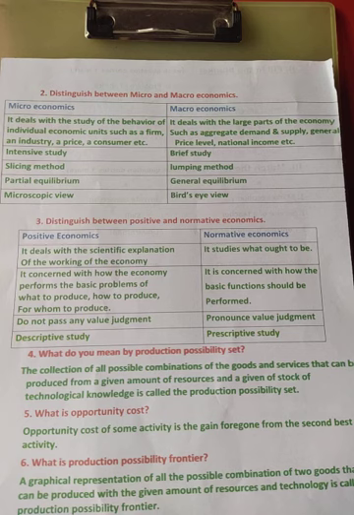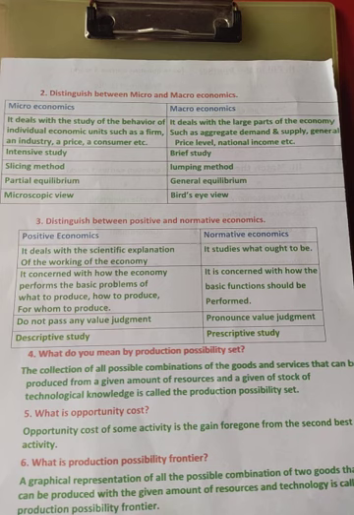Once again, the collection of all possible combinations of the goods and services that can be produced from a given amount of resources and a given stock of technological knowledge is called the production possibility set.